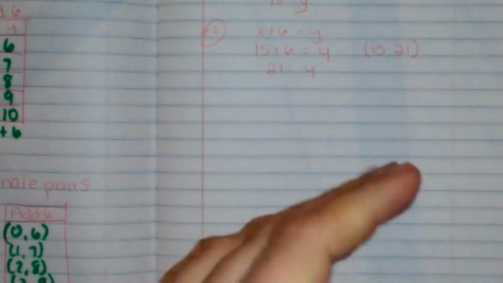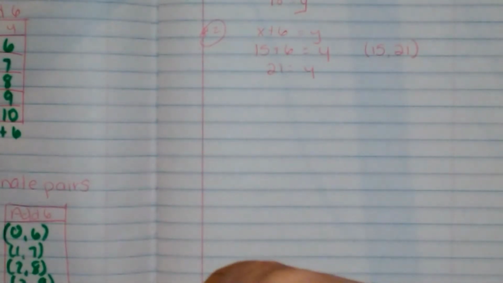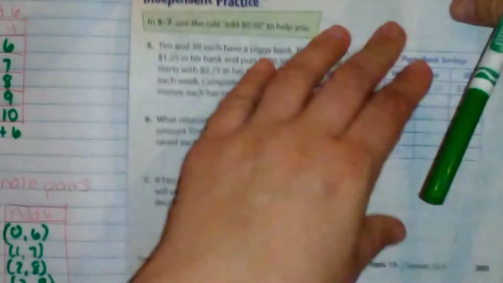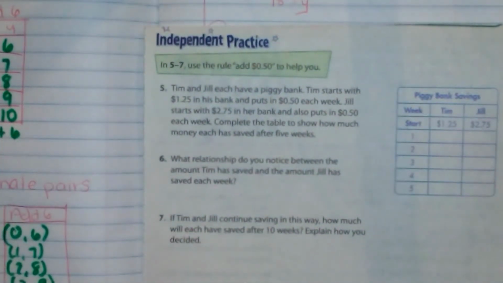And then we are going to do an example in the textbook on the next page, which is 595, and that's going to be glued into the next page of your notebook. But at this time, I do not have glue, so I'm not going to be doing that. The question is, Tim and Jill each have a piggy bank. Tim starts with $1.25 in his piggy bank and puts in 50 cents each week. Jill starts with $2.75 in her bank and also puts 50 cents in each week. Complete the table to show how much money each has saved after 5 weeks.